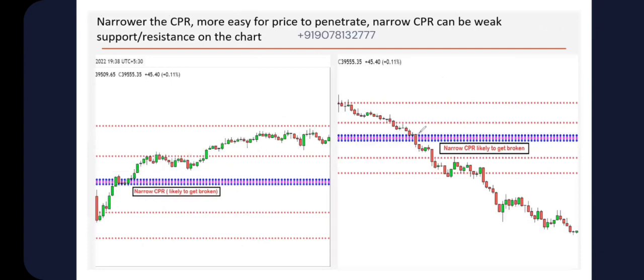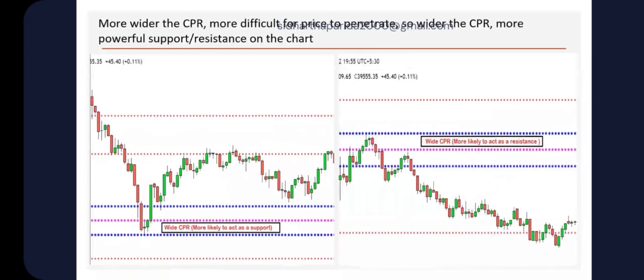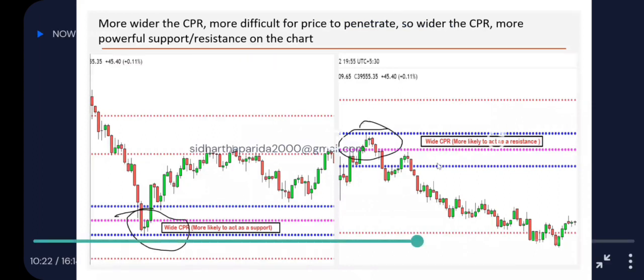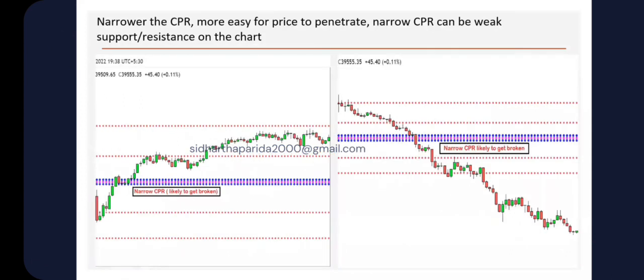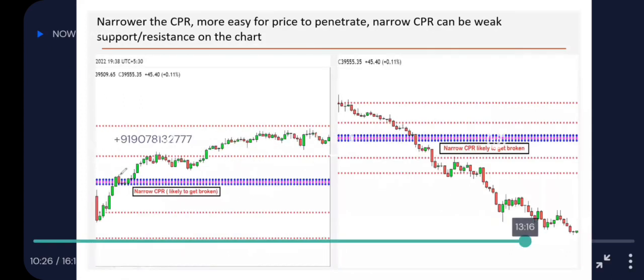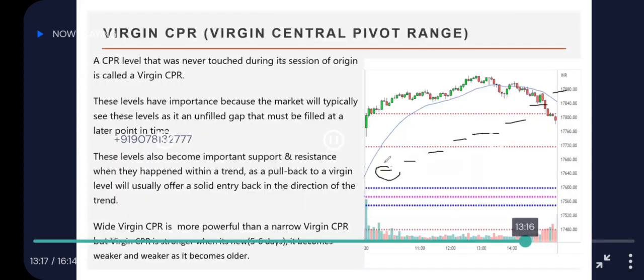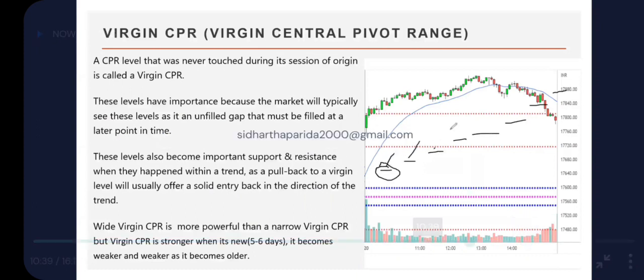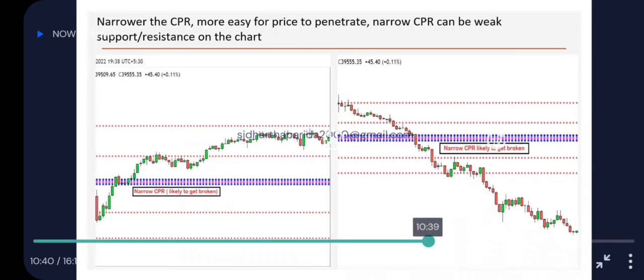Here also you can see that it came near the CPR, easily broke it and kept going. But in the earlier chart, what have you seen? In the earlier chart, when it came to the CPR, it reversed its position. It reversed because the CPR was wide. But here it was narrow, so it easily broke the CPR. Here it made a bullish move. There was a virgin CPR here, day 1, day 2.